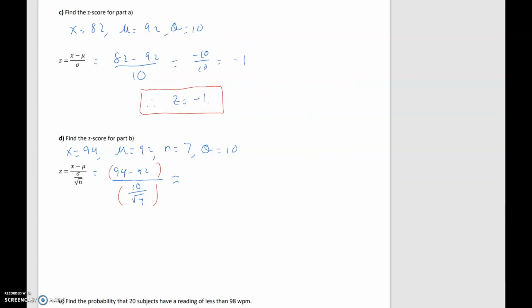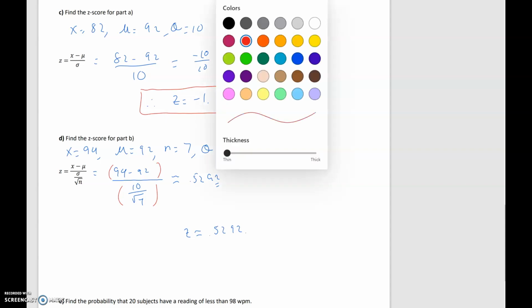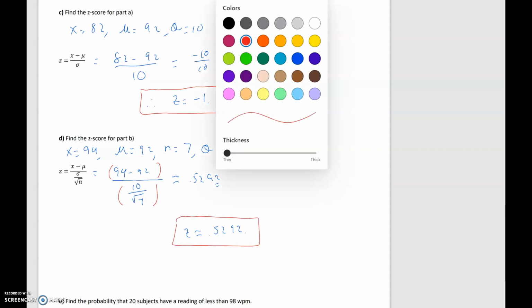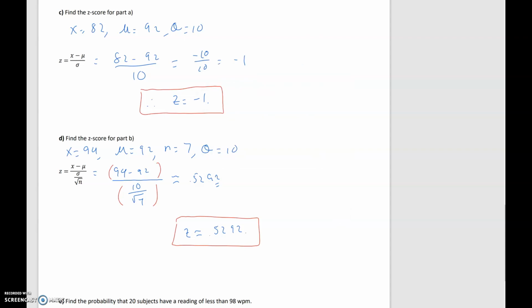Okay, so please plug it in. I'm getting the following. So I'm getting 0.5292, rounded to 4 decimal places. So z is approximately 0.5292 rounded to 4. Most likely because of the z-score, they're just going to want 2 on the software, so I'm just going to put 0.53. On paper, either of those 2 is fine.